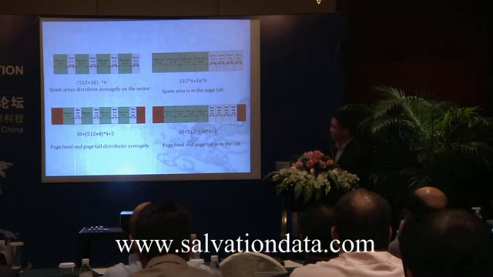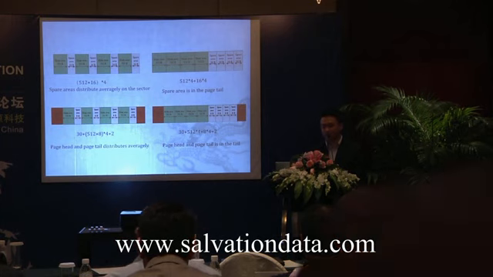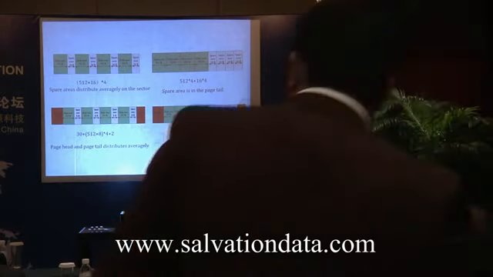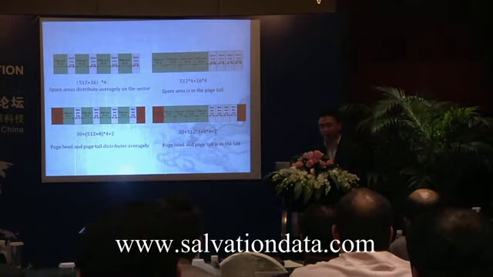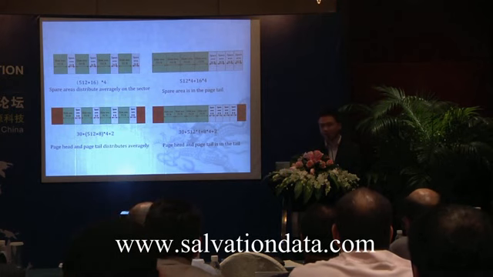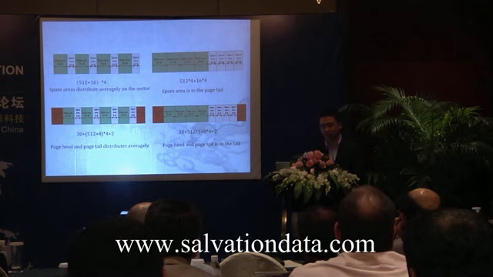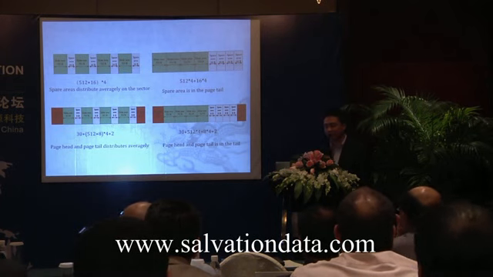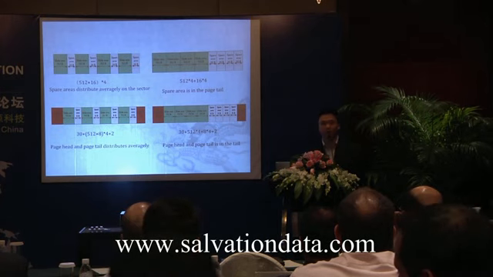The first one is where the spare area is distributed averagely on the sector. You should see the main area is 512 and the spare area is 16, then main area 512 and 16, 512 and 16. So you can see the spare area is distributed averagely on the sector. This is one page structure for 2112.